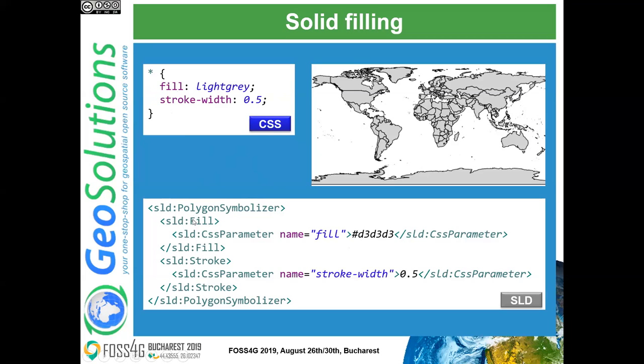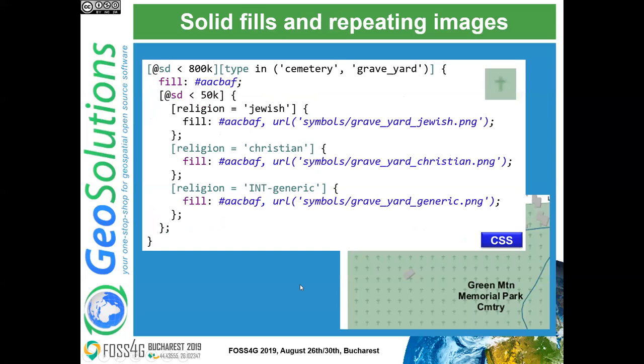So you can see that we picked the names in CSS from the SLD. So there's fill here, there's fill there. Here we have light gray because in CSS you can use named colors from the CSS standard. And in SLD instead you have to go hex. But besides that, basically there's a very strong parallel between the two.